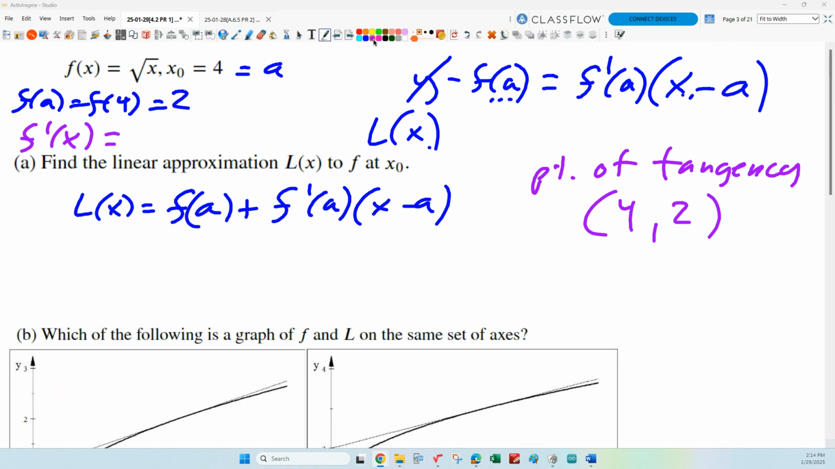What's f prime of x? Yeah, 1 over 2 square root of x, because that's an x to the 1/2. So we get 1/2 x to the minus 1/2, and x to the minus 1/2 is a square root on the bottom. So 1 over 2 times the square root of x. So what's f prime of 4? 1 over 4. So we've got everything we need, don't we?